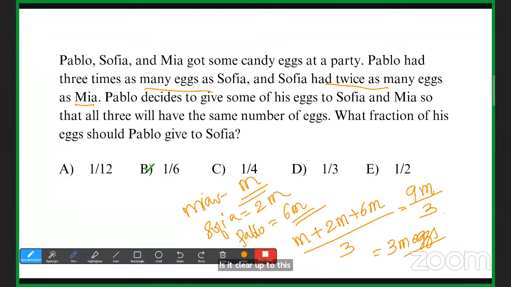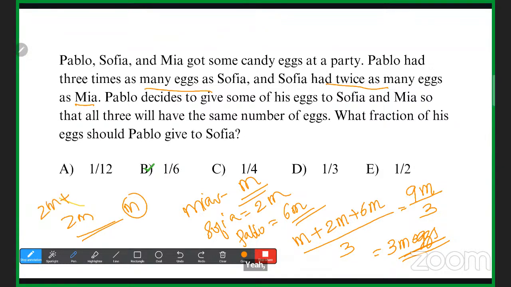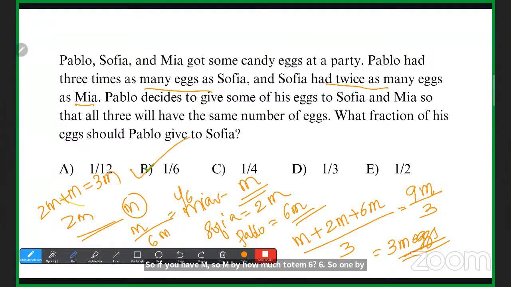Yes, ma'am. 3m means Pablo must give 2m to Mia. Pablo gives 2m to Mia and m to Sophia. So 2m plus m is equal to 3m. So the answer: what fraction of his eggs should Pablo give to Sophia? Sophia gets m, so m by how much total? 6m. So 1 by 6, option B, 1 by 6 is the right answer.